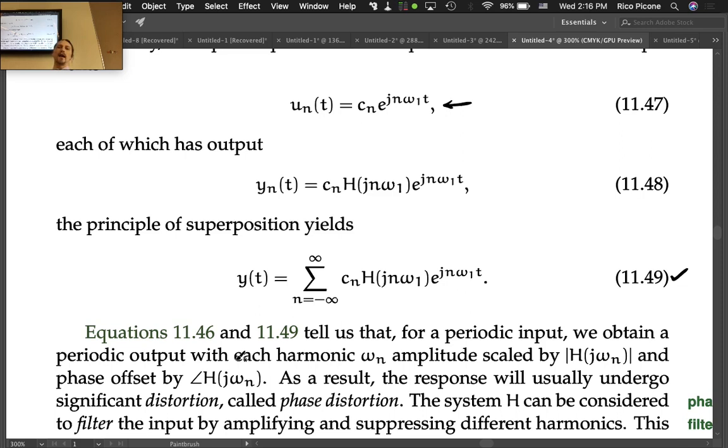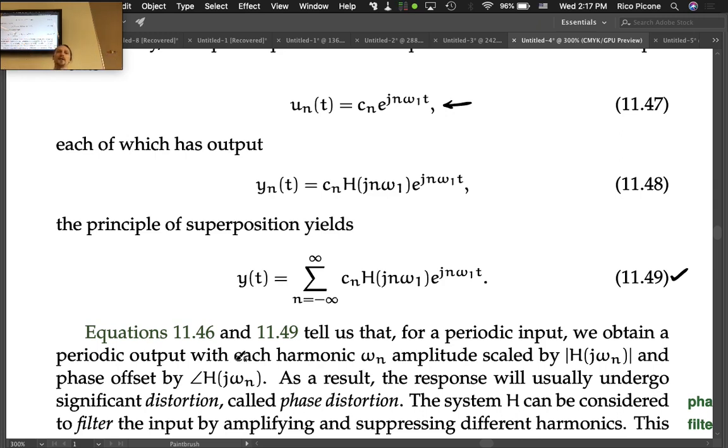So as a result, the response will usually undergo significant distortion called phase distortion. So you can imagine, you had some input function that had all these different components associated with it, right? So maybe a stronger third harmonic and a stronger seventh harmonic and a stronger 10th harmonic or whatever. And then it goes into this system, and each of those components gets scaled a little bit differently. And each of the phases gets shifted a little bit differently. So when you sum up those results, the function often doesn't come out looking like it did when it went in, okay? It looks different.